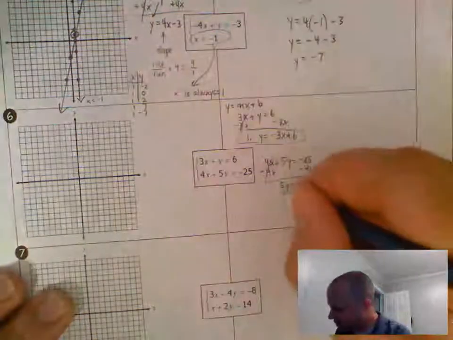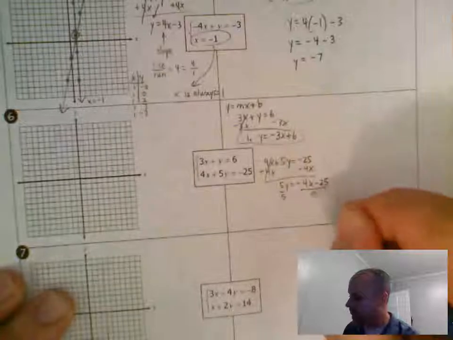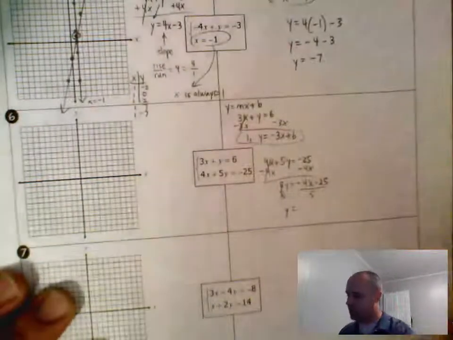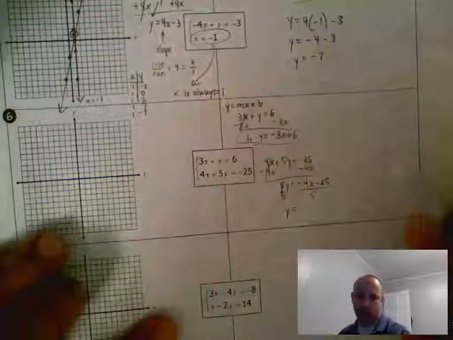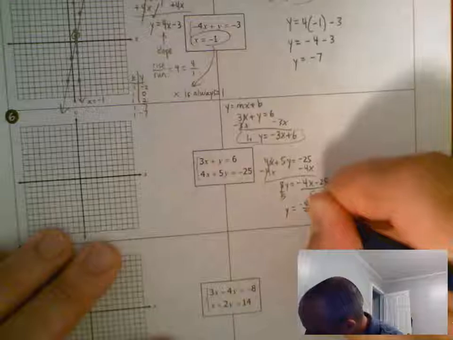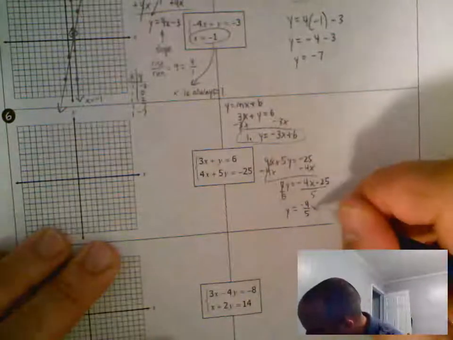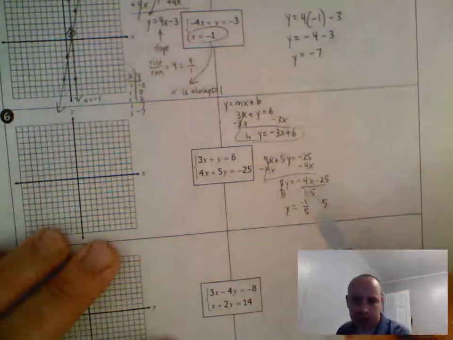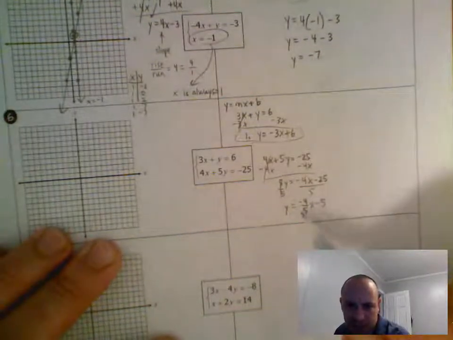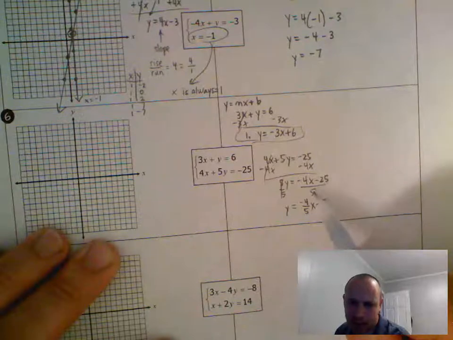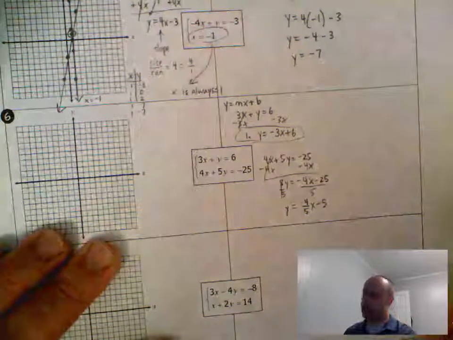Now this gets a little tricky. We'll divide each side by 5, because we need y, we don't need 5y. So we'll divide both sides by 5, and we get y equals, the way they want you to write this, negative 4/5 x minus 5. So this negative 4/5 comes from here, and the x matches up with that. And then negative 25 divided by 5 is minus 5. So here's our second equation, okay?